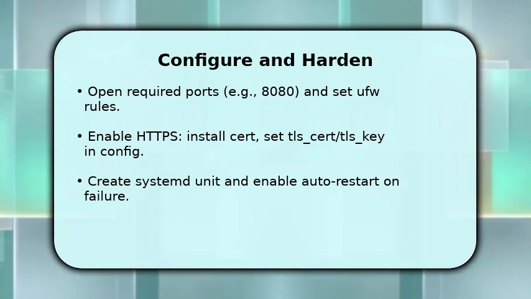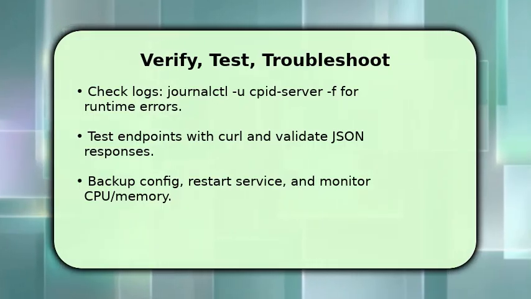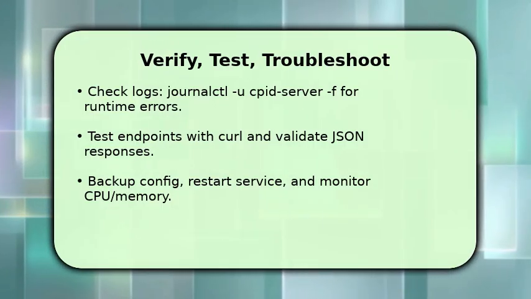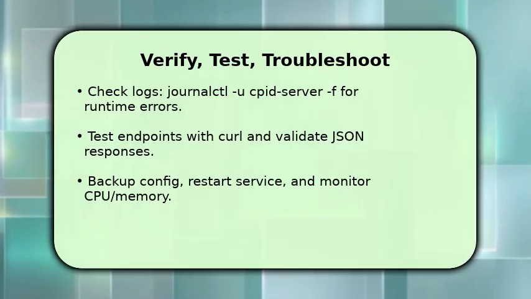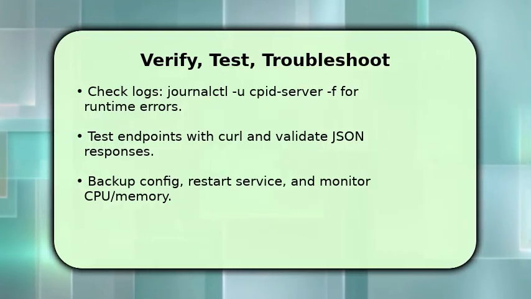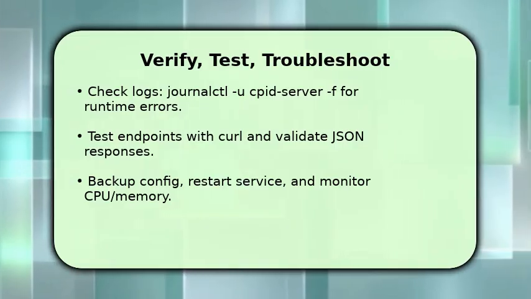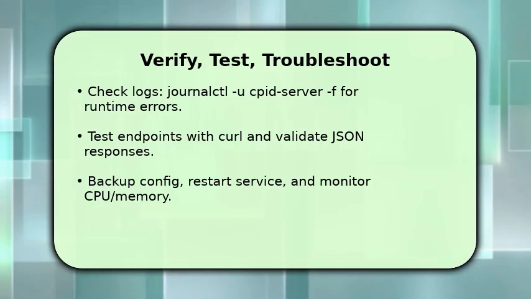Finally, you verify and finalize the deployment by watching live logs with journalctl -u cpid-server -f and testing API endpoints using curl to confirm expected JSON responses. Once validated, create a timestamped backup of your config and restart the service to ensure persistence. Monitor CPU and memory to catch leaks.